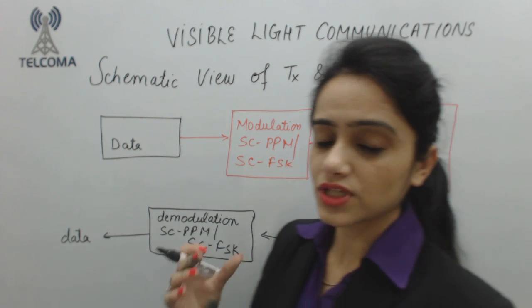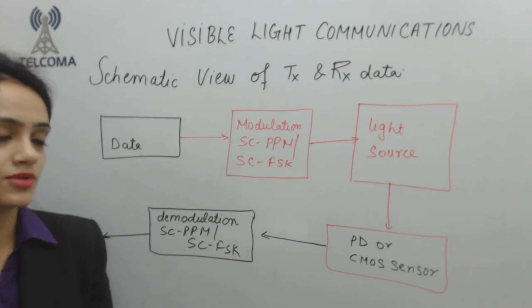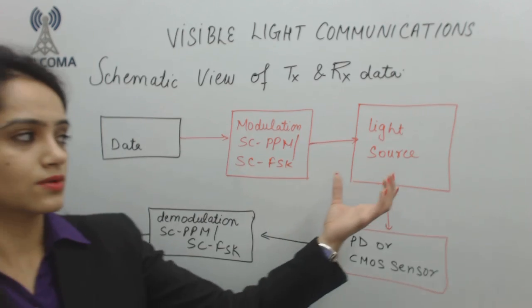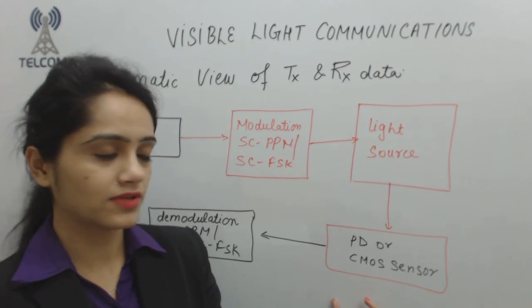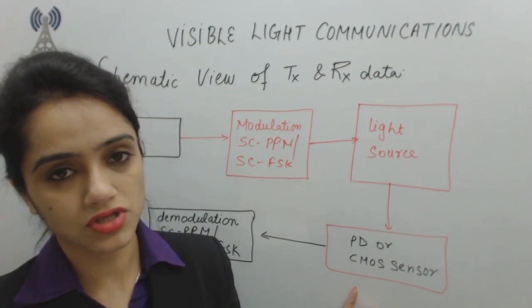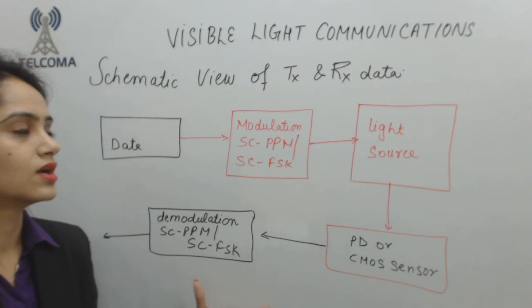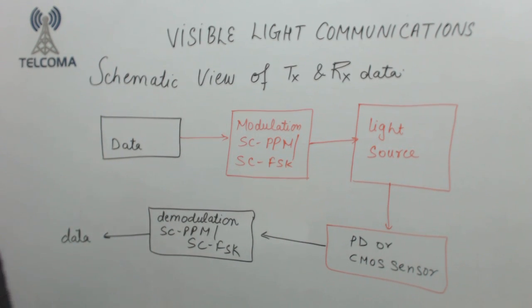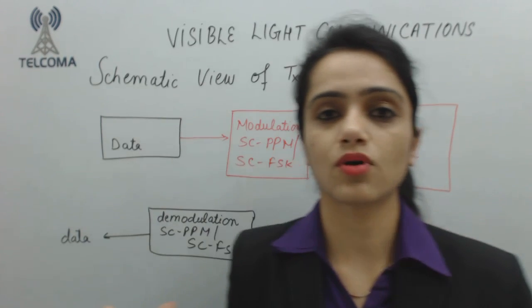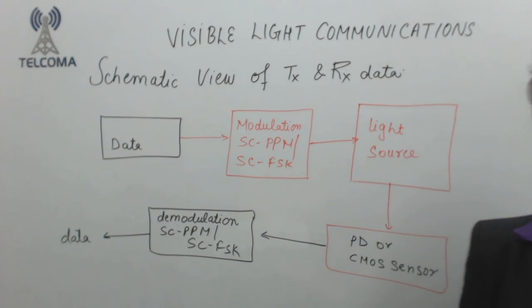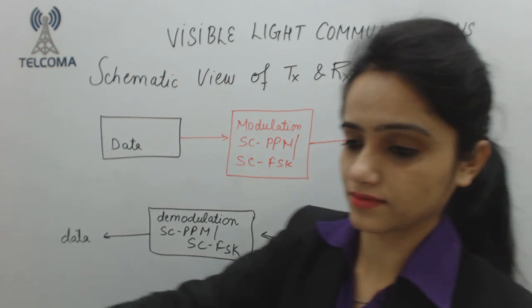So what we require for transmission and reception, we require some units. For transmission we require a light source, and for reception we require a photodiode or a CMOS sensor. So this is a schematic view of transmission and reception of data that we require in our system so that it can work properly.